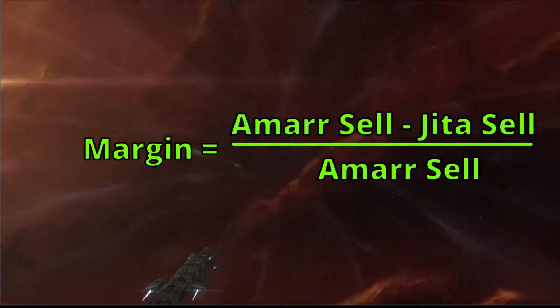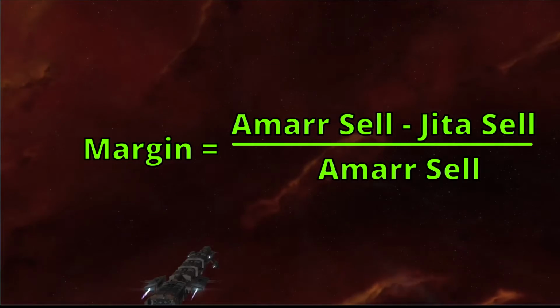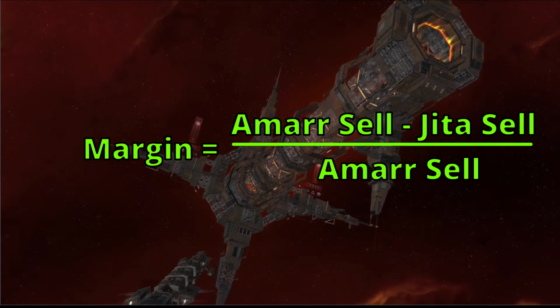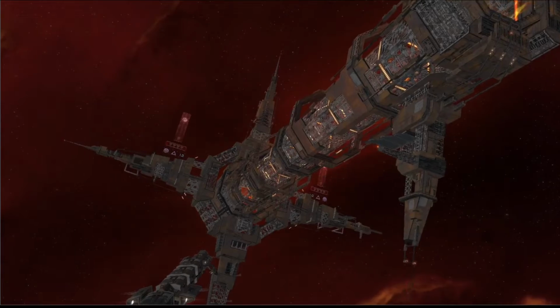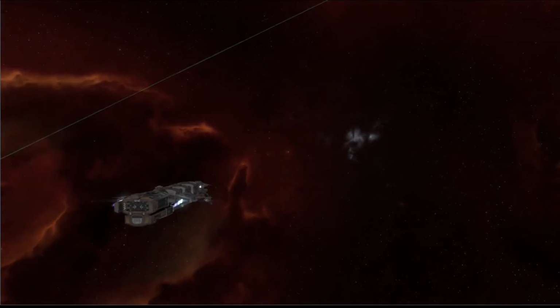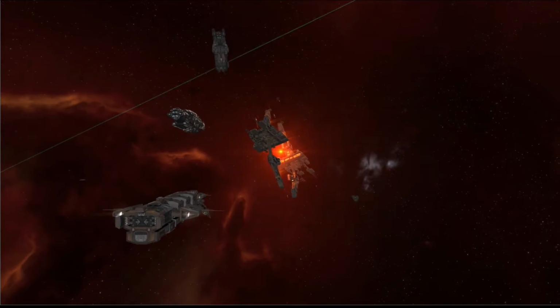This is a bit unconventional, to divide profit margin by the expected sell price, but it makes sense for us because we are charged sales tax and brokerage fee based on the sell price. So if this margin is more than our combined taxes, then we would make a profit by hauling. Sounds simple? Well, it is a bit more complicated.